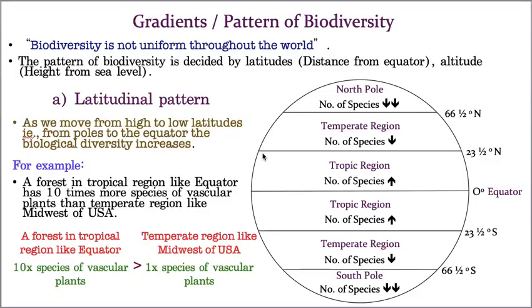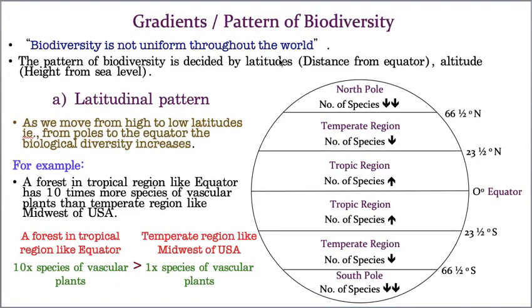Now there are two key factors that decide the distribution, that means the pattern of biodiversity. The first one is latitude. What is latitude? If you start traveling from the equator to the poles, so the distance from the equator to the poles, that is called latitude. Whereas altitude means height from the sea level. For example, if you take a mountain, as you start climbing up, that is called altitude. Heights are called altitude, whereas the distance from the equator is called latitude. Hope you got my point. So latitude and altitude, these are the two key factors that decide the pattern of biodiversity.